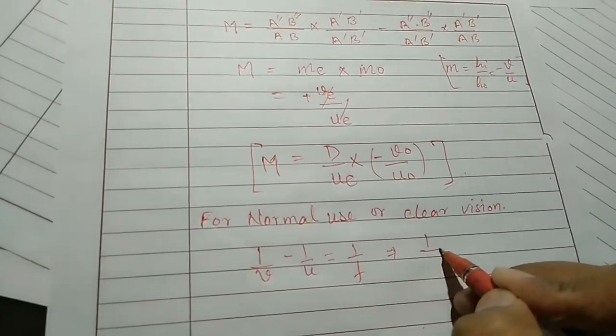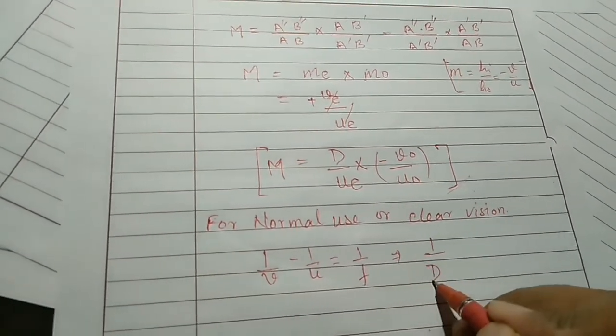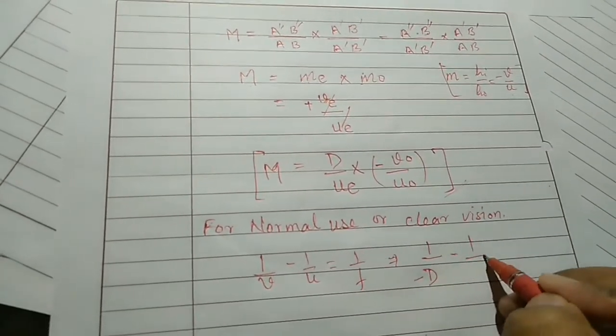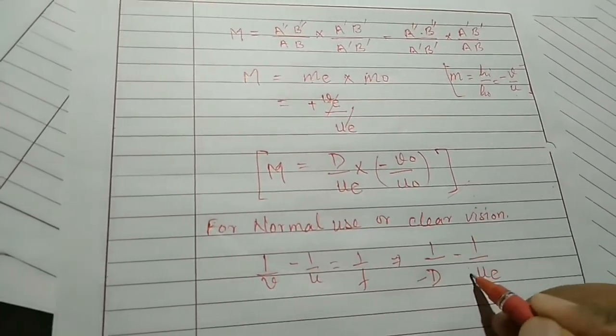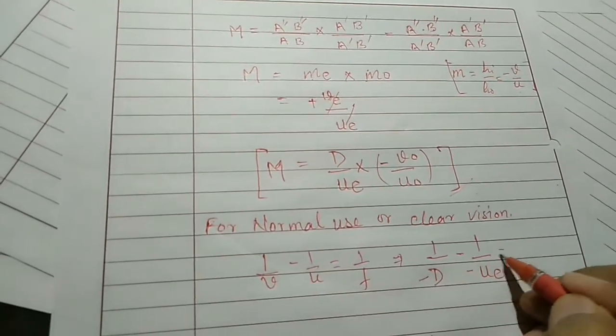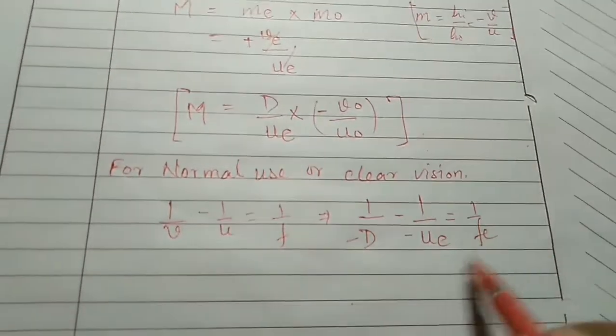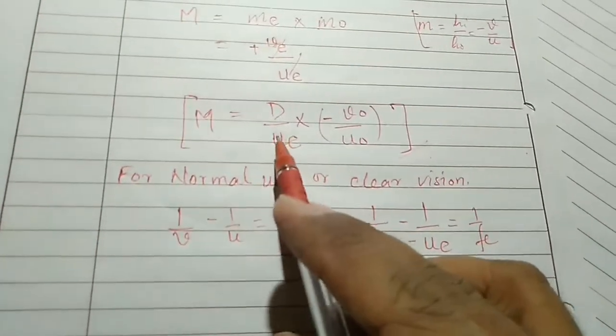So here, for the eyepiece, V is minus D, since it is on the left side. Minus 1 upon UE, again this is on the left side, so this will be negative, is equal to 1 upon FE for the eyepiece. This is all complete for the eyepiece.